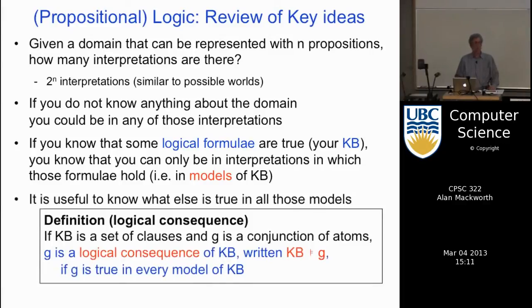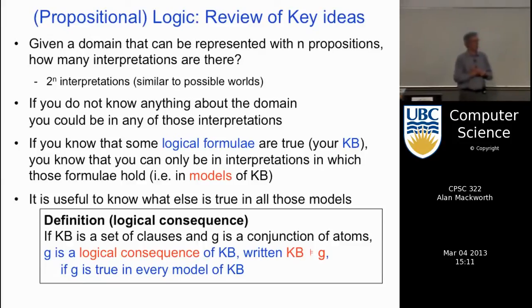So once you know you're in a restricted set of the interpretations, the ones in which your facts about the world are true, then you might want to know what else is true, right? So if I give you this knowledge base, if it is raining, then the grass is wet, and I tell you it is raining, then we also know that in any model of those formulae, the grass is going to be wet. I didn't state it explicitly when I gave you the facts about the world. I just gave you a rule: if it's raining, the grass will be wet, and I gave you the fact that it's raining. Then I'd like to know that the grass is going to be wet in any model of those formulas.